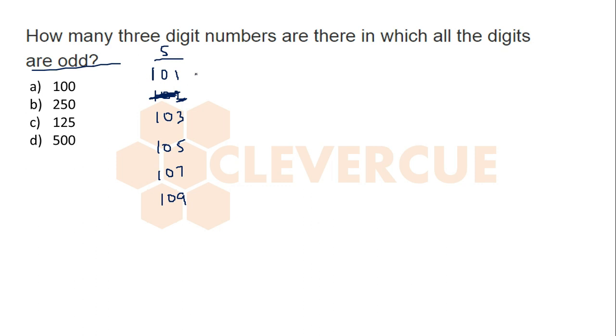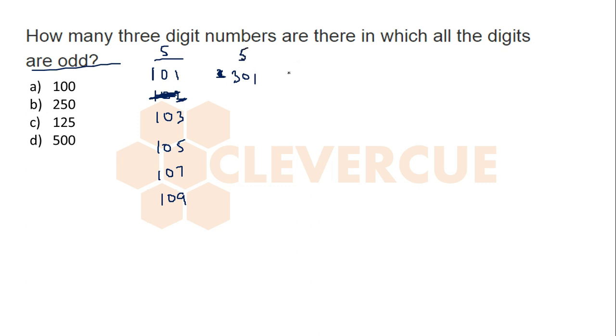Again, if you see, a number starting with 2 is not a possibility. And if the second digit is 2, that also doesn't satisfy the condition. So after 109, the next such number will be 301. Similarly, the numbers starting with 3 will also have 5 numbers.